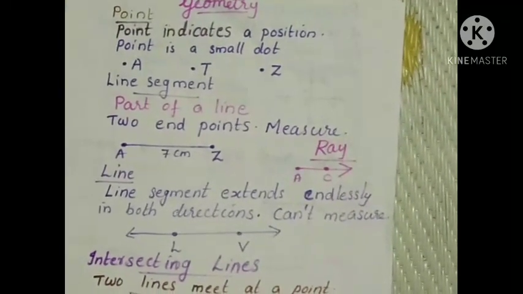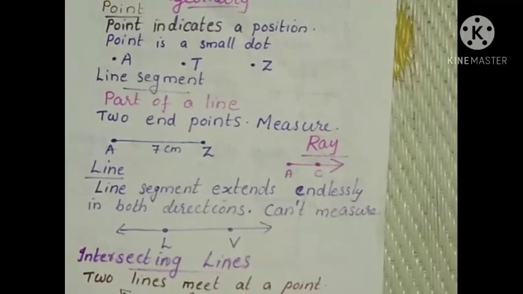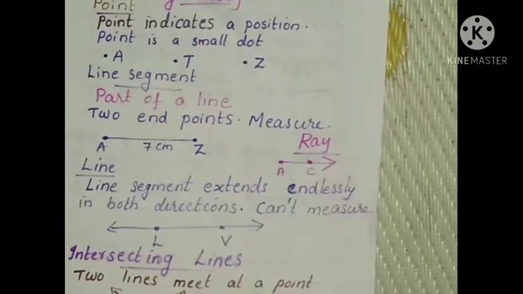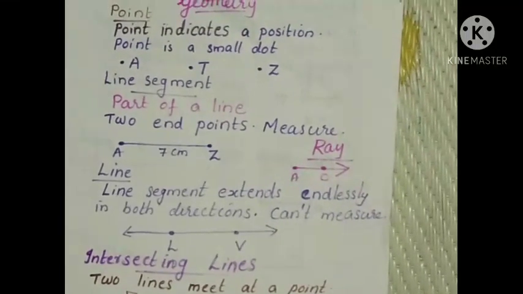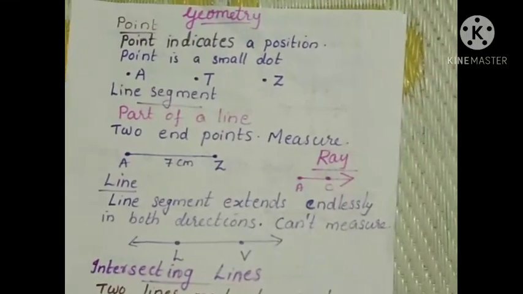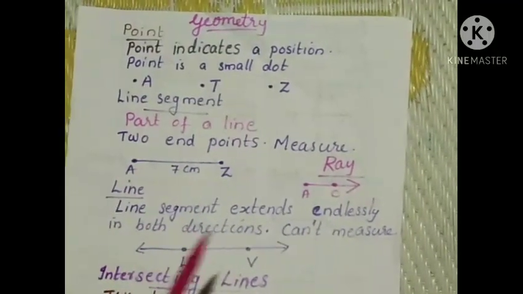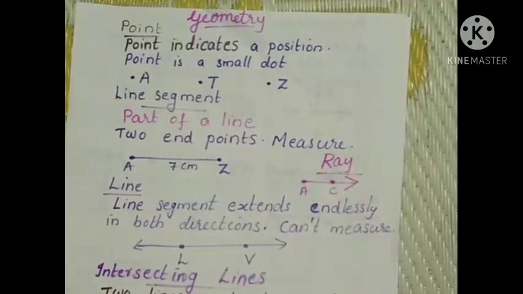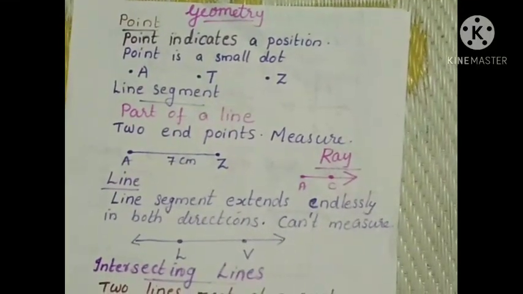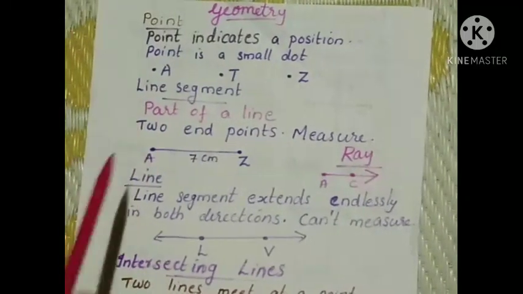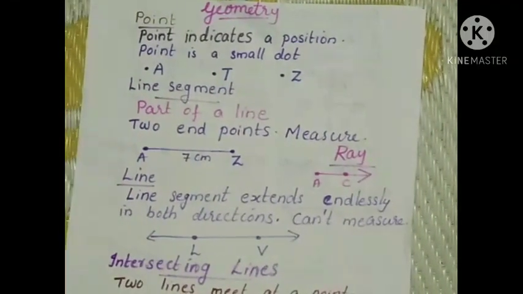Then the base of geometry is point. That is, using points we draw all other shapes, figures, etc. You know what is a point? Point indicates a position. Point is a small dot. To represent a position, we use a dot. We can represent it by a small dot, that is called a point.